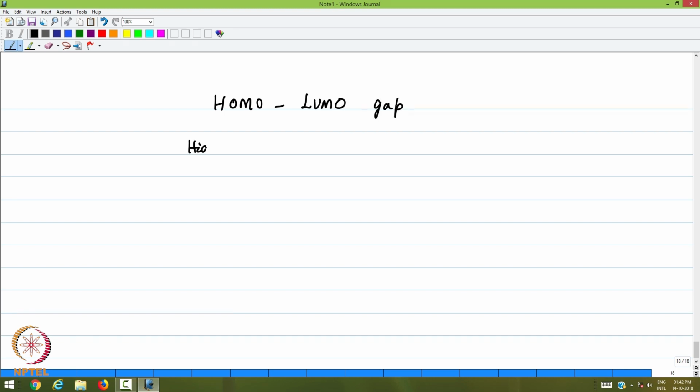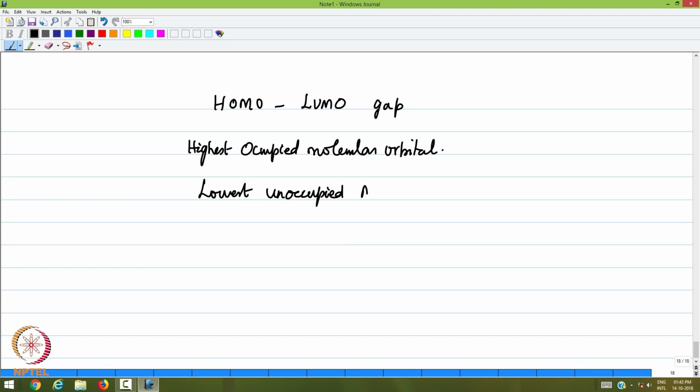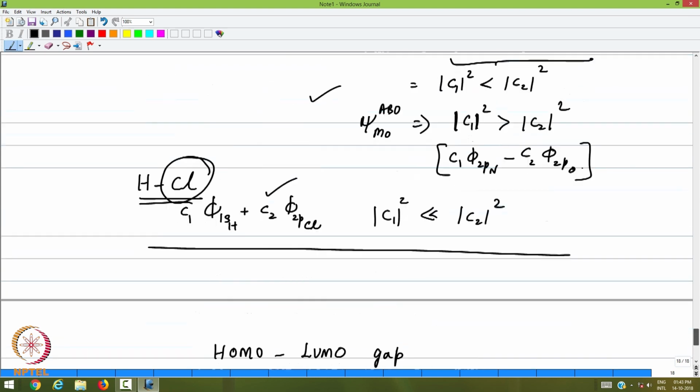Highest occupied molecular orbital and the lowest unoccupied molecular orbital. If you go back to these pictures, you can see them right away.